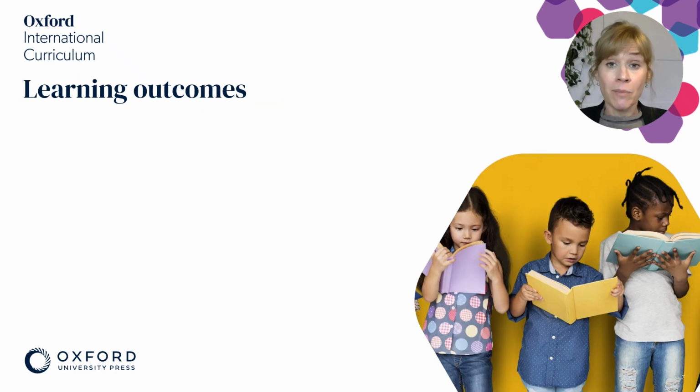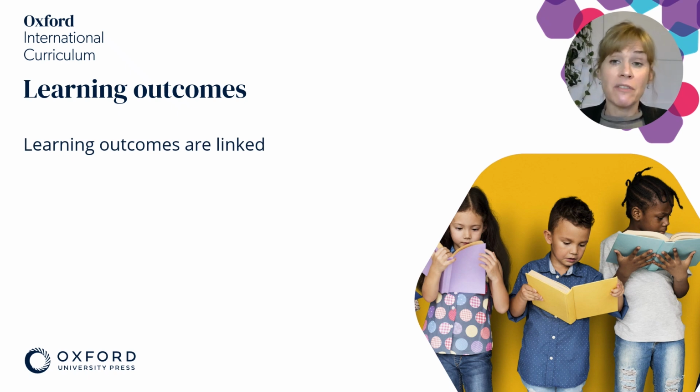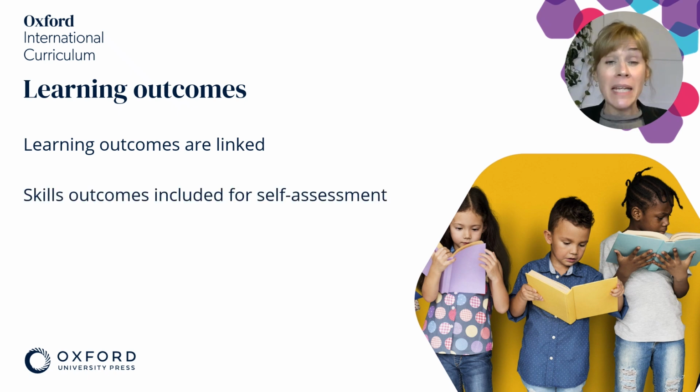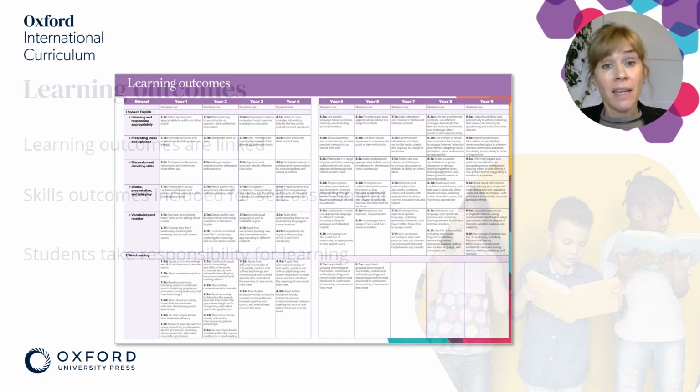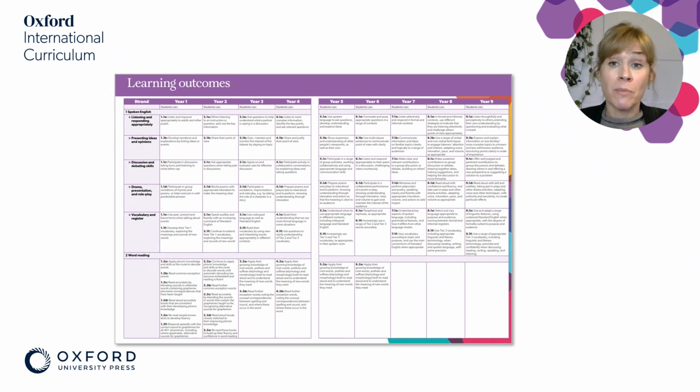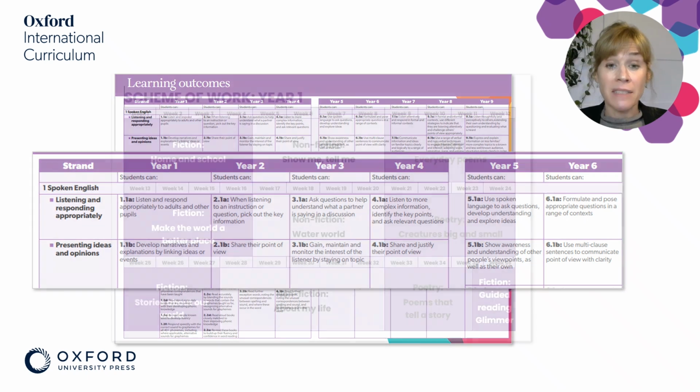The learning outcomes are linked, so that children may see the language features used in the text that they read, and then have opportunities to talk about them and use them in their own writing. Many outcomes don't just focus on language and literacy skills, they also include skills to help students to check and assess their work. They encourage students to take responsibility for their learning, to identify what they can do well and what needs further work. Here's a snapshot of the curriculum learning outcomes for writing covering years 1 to 6. You can see how the learning outcomes become fuller and more sophisticated as the years progress.